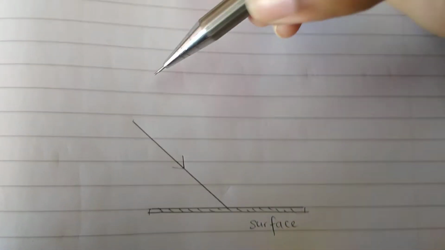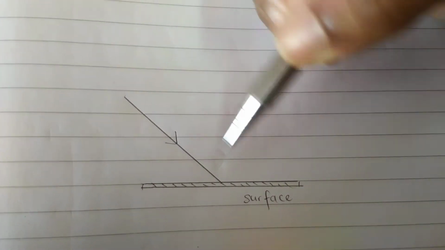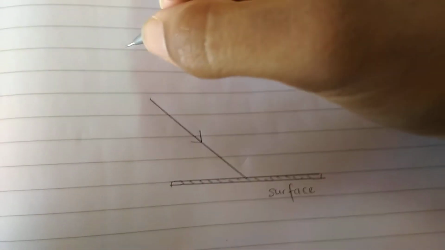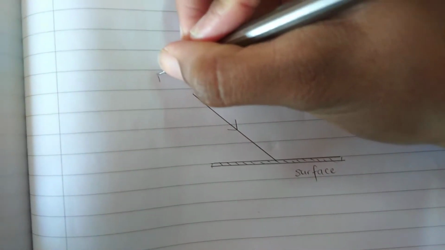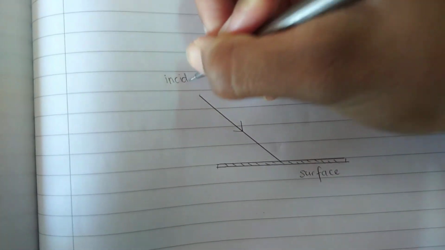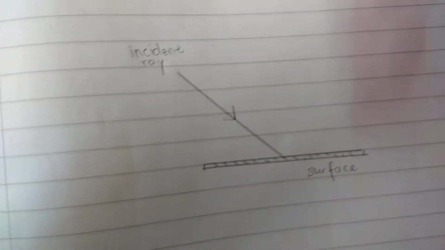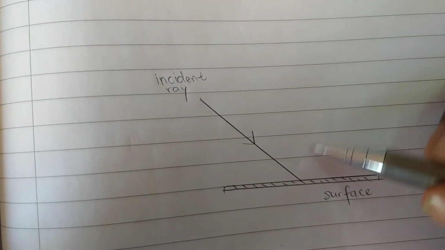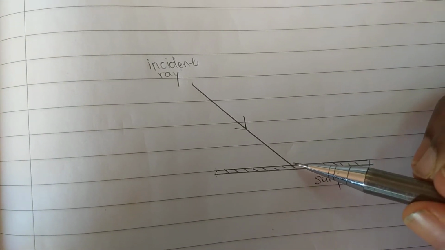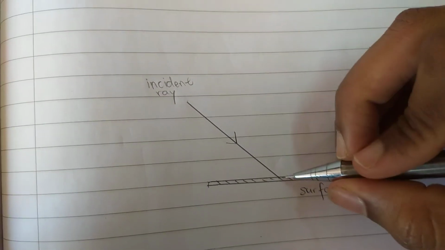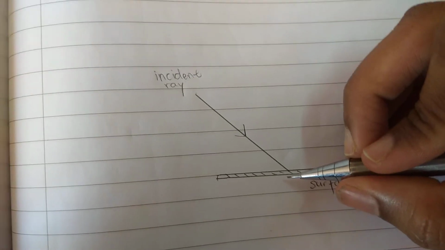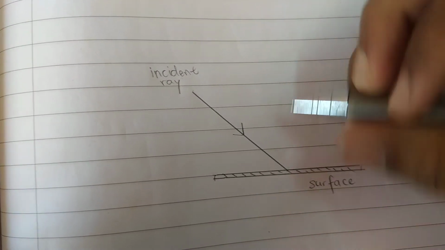So this is the light ray that is incoming from any light source. It's called an incident ray. The incident ray is the main first source of light. So you have to find out where exactly the reflected ray is going to come out. To do that, the first thing you must draw is a normal line. A normal line is 90 degrees to your surface.